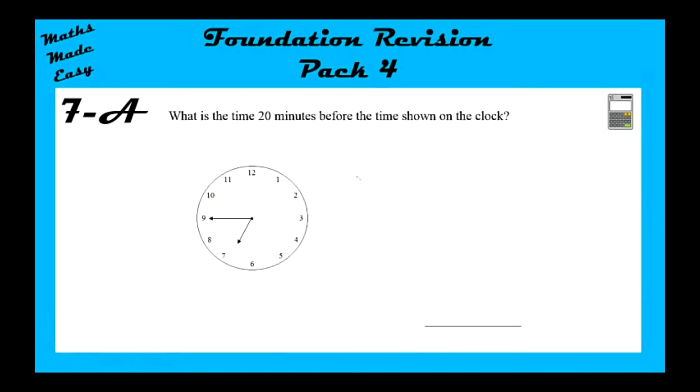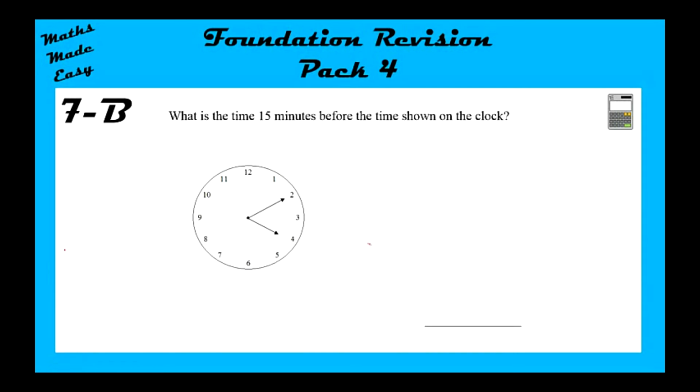7a is a time question, so we've got a clock with a time on it. It says what is the time 20 minutes before that's shown on the clock. So at the moment on the clock, the big hand is at the 9, so that's a quarter to, so that's 45, and it's on its way to 7, so it must be 6:45. If we go back 20 minutes, so we bring the big hand back, that's back 5, 10, 15, 20, we're at 25 past, so the answer is 6:25.